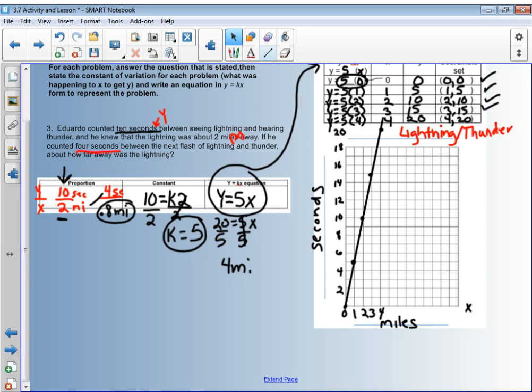That's it. So the key thing to remember here is in order for you to have direct variation, it must have a straight line and it must cross through 0, 0. So when you're doing your second graph, make sure that you identify one of your numbers as 0, 0.